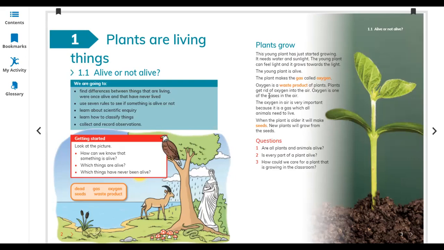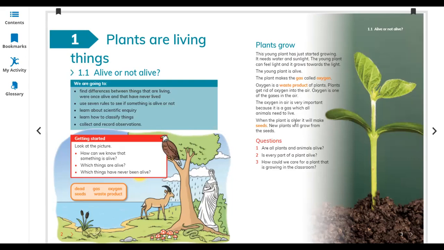Plants get rid of oxygen into the air. Oxygen is one of the gases in the air. The oxygen in air is very important. Why? Because it is a gas which all animals need to live. Obviously, animals and humans both.